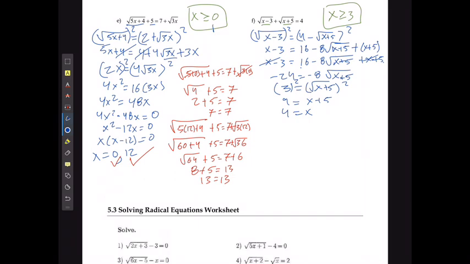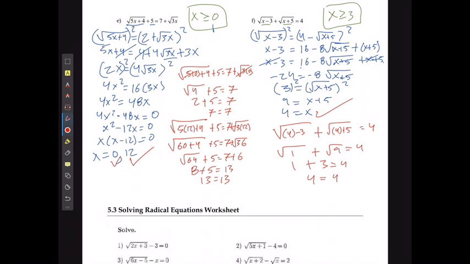And I just have the one case I need to check. Well, 4 fits within my restriction. 4 is greater than or equal to 3. So when I check it, I'm going to say if I have the square root of 4 minus 3 plus root 4 plus 5, does that in fact equal 4? The square root of 4 minus 3 is 1, plus the square root of 4 plus 5 is 9, is equal to 4. 1 plus 3 is equal to 4. 4 is equal to 4. And there's my solution, and it works.